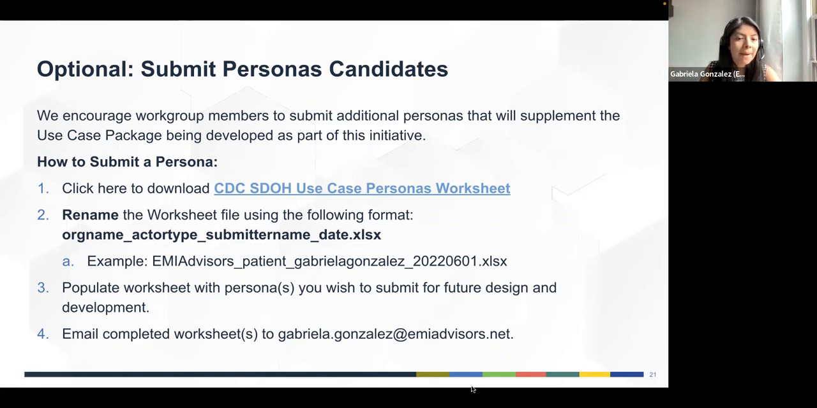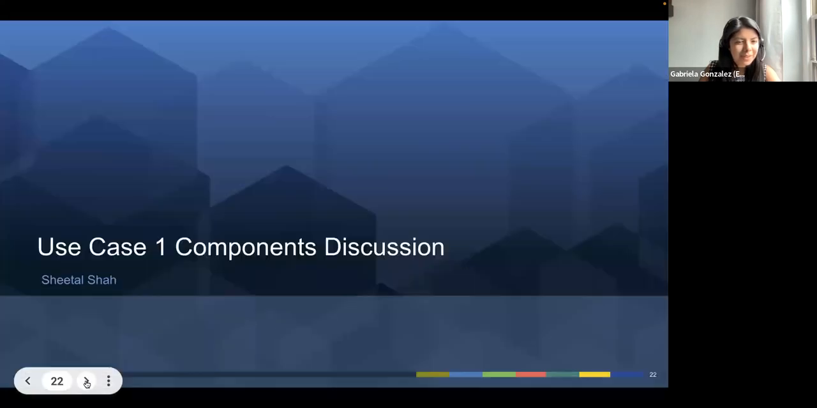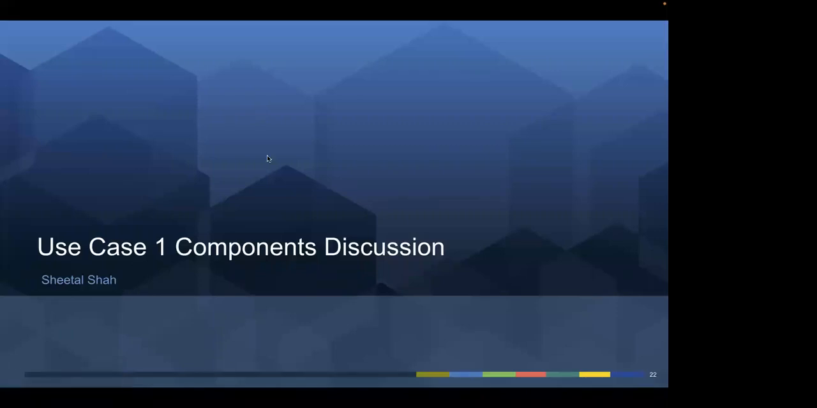We'll be compiling them in order to consolidate them and put them all into one worksheet. Thank you. And now I believe Sheetal will get us going with use case 1 components. Okay, great. Thanks, Gabby. And thank you so much, everyone, for the feedback and discussion. So now we'll plan to review the use case 1 components.